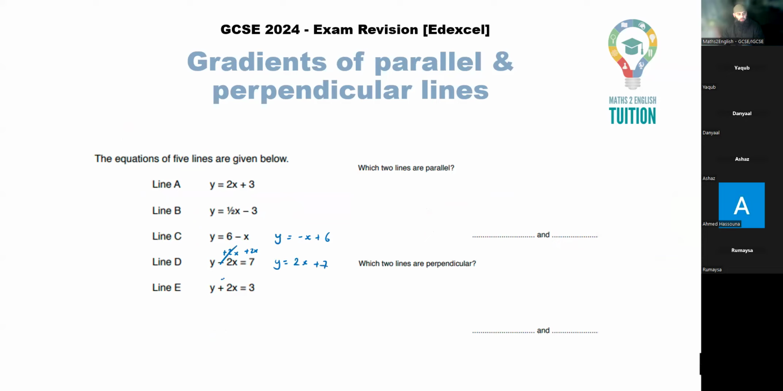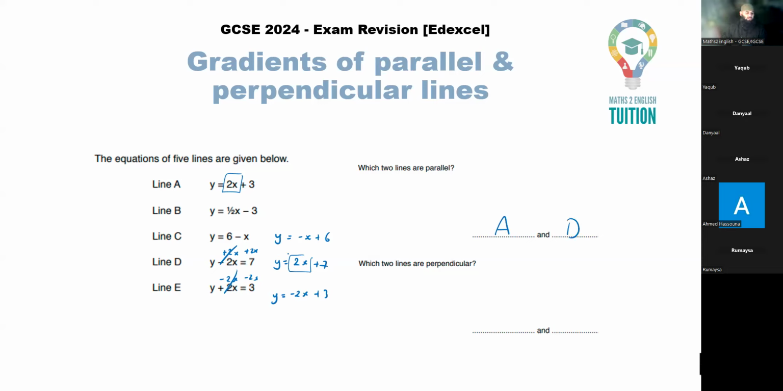And over here, we have minus 2x, minus 2x. So we can work out y equals minus 2x plus 3. Now it says which two lines are parallel? Parallel is where the gradient is the same. So this has 2x and this has 2x. So I can say line A and D. A and D are parallel, okay?